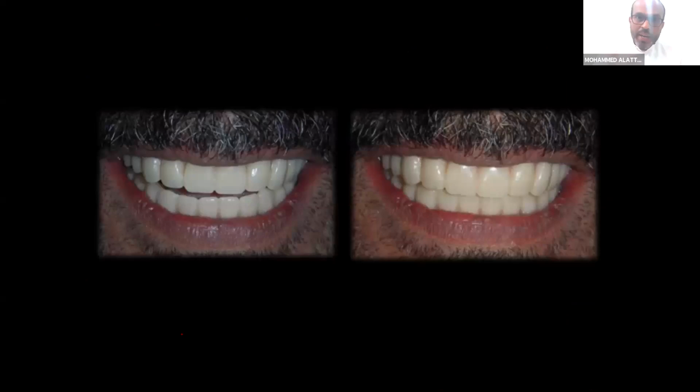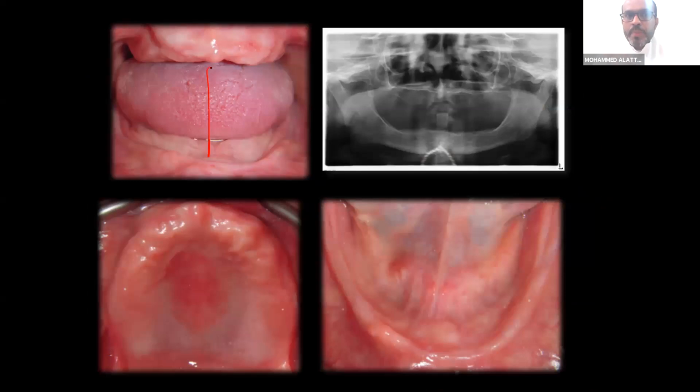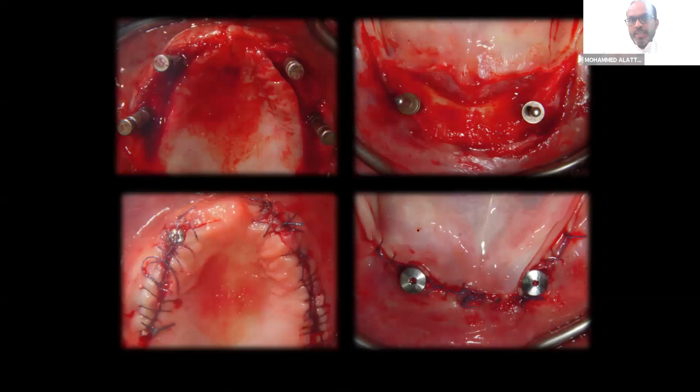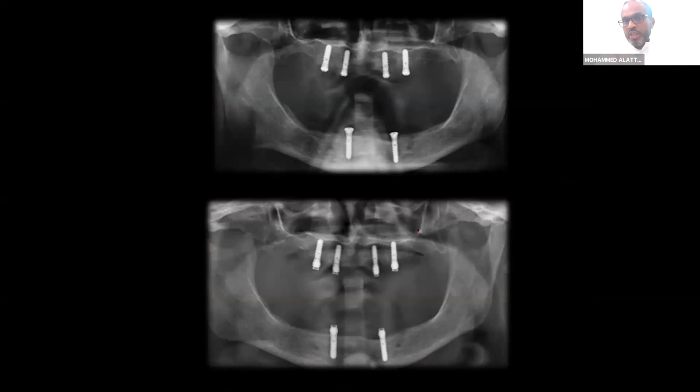What about cases with a huge interocclusal space? Like this one, this patient has a huge interocclusal space. We recorded the block and fabricated the guides. You can see from our marker that the patient has a huge discrepancy between the available bone and the future crowns. We planned upper and lower implant-assisted removable prostheses. We made our maxillary and mandibular implant prostheses. This is with the healing abutments, and this is with the locators after they were connected.